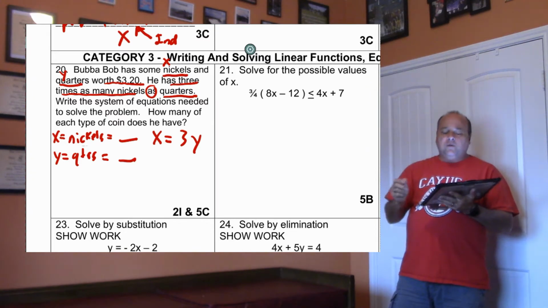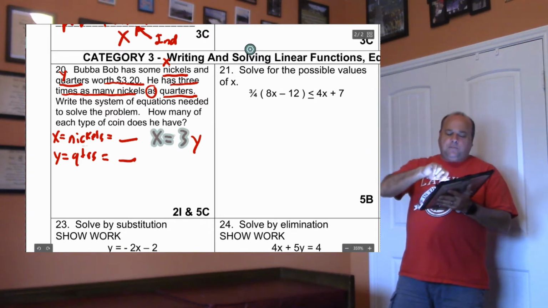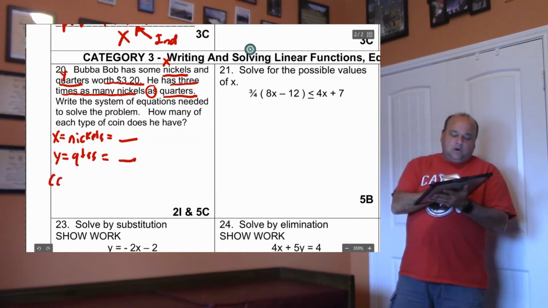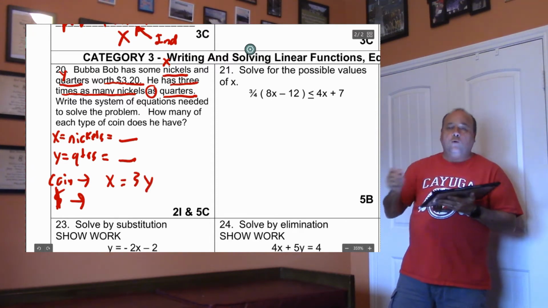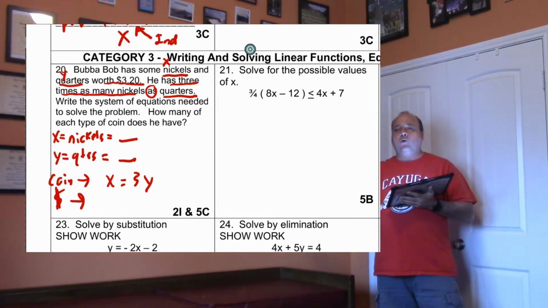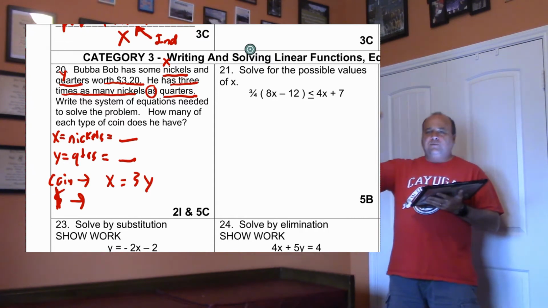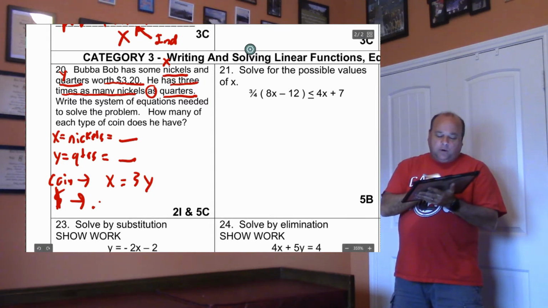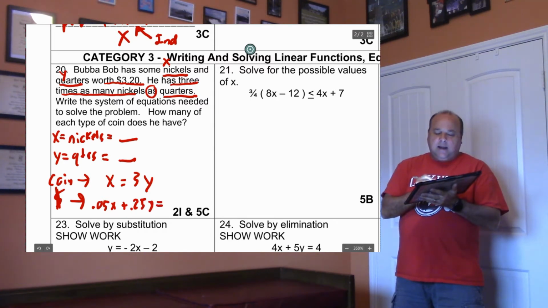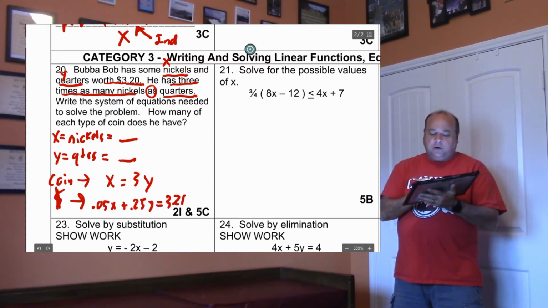Now then, you're going to have a coin equation and a money equation. Our coin equation is going to be the number of nickels equals 3 times the number of quarters. He has 3 times more nickels, so you multiply the quarters by 3 to get the nickels. Now the money equation is just all money. A nickel is 0.05 dollars. A quarter is 0.25 dollars. And the amount of money he has is 3.20.